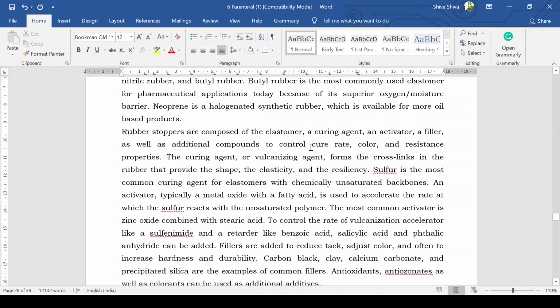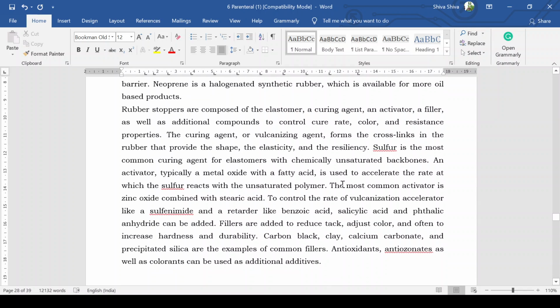An activator, a filler, as well as additional compounds to control cure rate, color, and resistance properties. The curing agent or vulcanizing agent forms cross links in the rubber that provide it shape. So cross linking is carried out. So resiliency, elasticity, and shape are obtained by use of the curing agent, which is used for cross linking. Sulfur is the most common curing agent for elastomers with chemically unsaturated backbones.